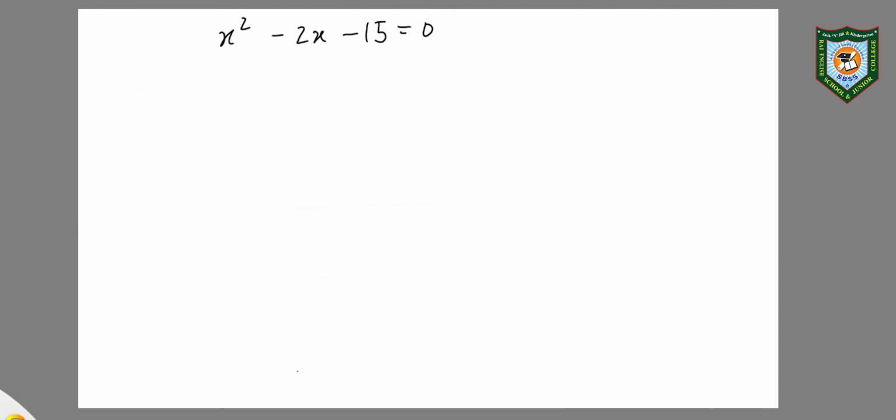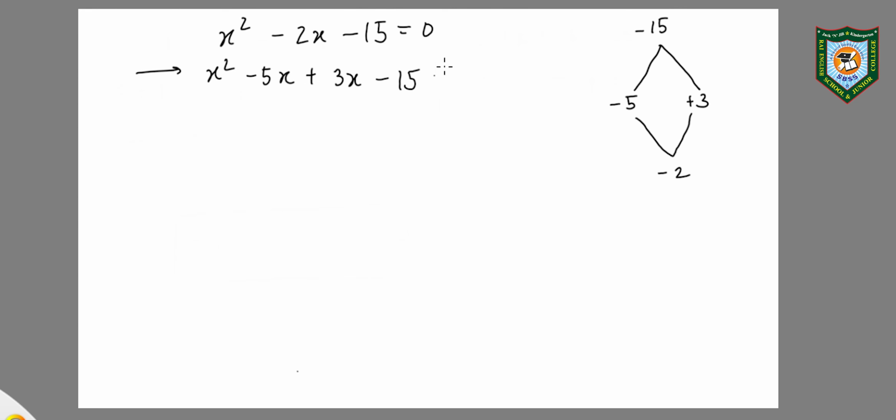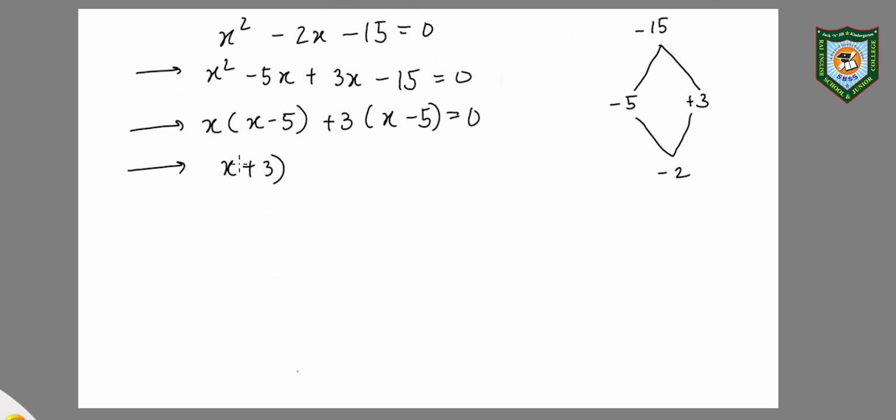In this case, I'm going to use factorization method. So the product of A and C here is minus 15, and the sum of term here is minus 2. So I can write as minus 5 and plus 3. So this becomes x square minus 5x plus 3x minus 15 is equals to 0. So this is x into x minus 5 plus 3 into x minus 5 is equals to 0. This implies that I have x plus 3 into x minus 5 is equals to 0.